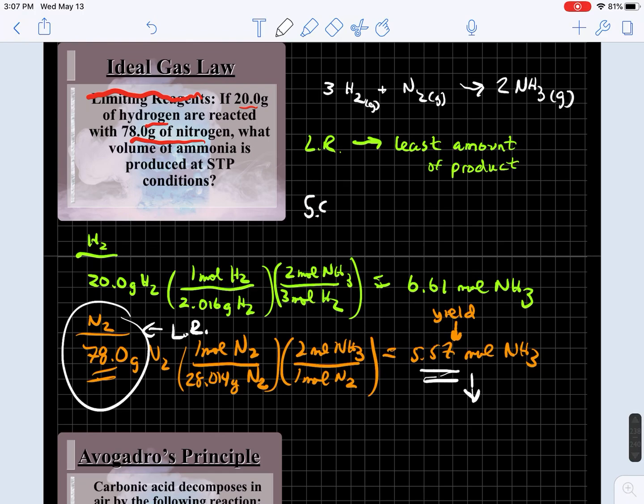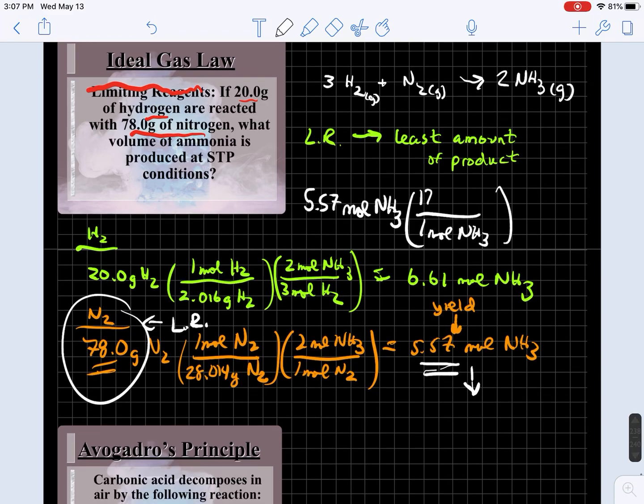So I'm going to take the 5.57 moles of ammonia, and now I'm going to convert that to grams for my answer. All right, so 1 mole of ammonia is 14.007 plus 3 times hydrogen. And I get 17.031. Okay. And then multiply that by my yield, which was 5.57 moles. And that gives me 94.9 grams. So my actual yield is 94.9 grams.